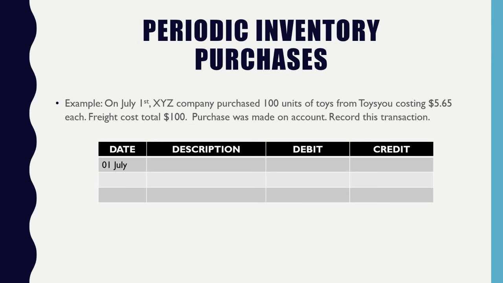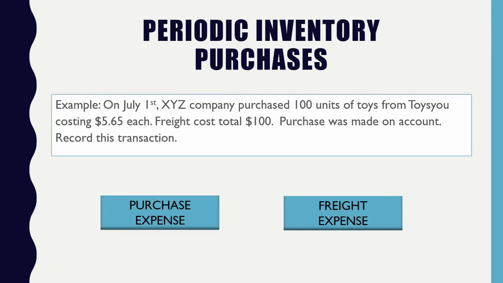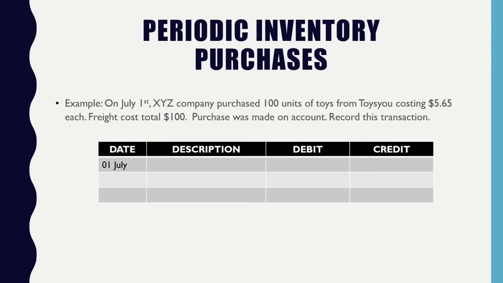So let's go ahead and continue our lecture. When we're being introduced to a purchase expense and a freight expense, and have this scenario: if each item cost me $5.65 for one toy, and I made a purchase of 100, what is my purchase expense? Okay. So again, let's go back to our lecture on how to journalize. What are we going to be journalizing first? We're going to be putting the toys first.